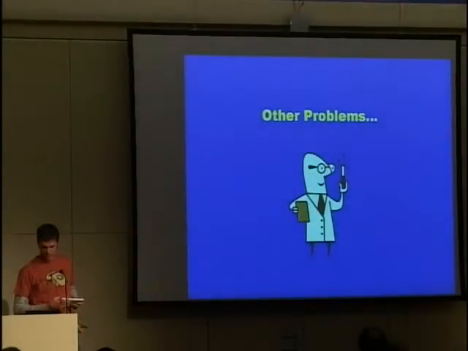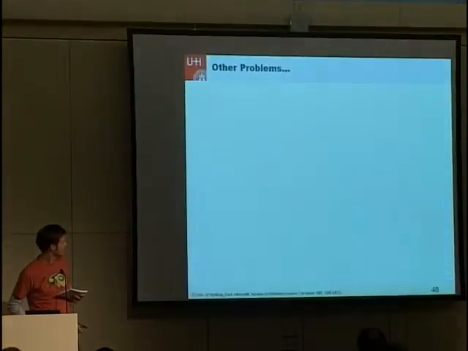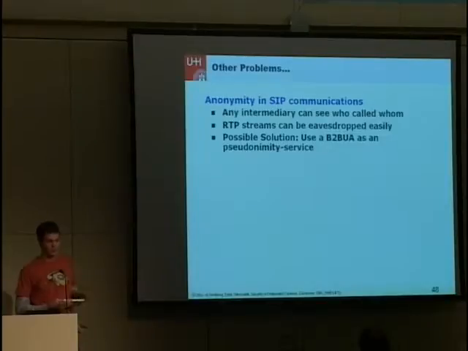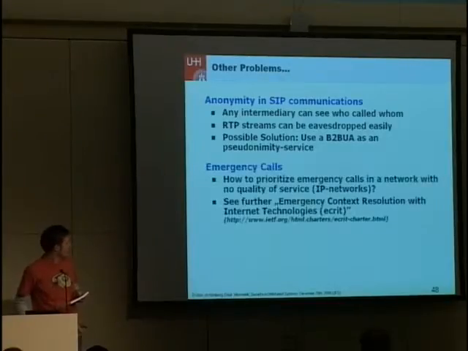Some other problems I just briefly want to mention because I think they're also important, but I didn't have the time during this talk to go into them. First of all, anonymity, of course, is a problem because with SIP phones you communicate over the internet, so any intermediary can see who called whom, and for how long. The RTP stream can be eavesdropped easily. You can use Wireshark these days, save some packets, and then make a WAV file out of it. It's really easy. I skipped this: you can use back-to-back user agents if you want to solve this.